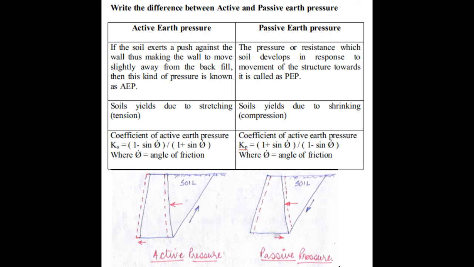Here the soil yields due to shrinking. Shrinking means compression. And the coefficient of earth pressure, K subscript p, is equal to 1 plus sin phi divided by 1 minus sin phi. Here phi is the angle of friction. Here also in the diagram I have shown by the arrow how in this case the backfill is moving towards the structure. By this way an individual short note can also come, or the question can be formed as I have shown here: write the difference between active and passive earth pressure.